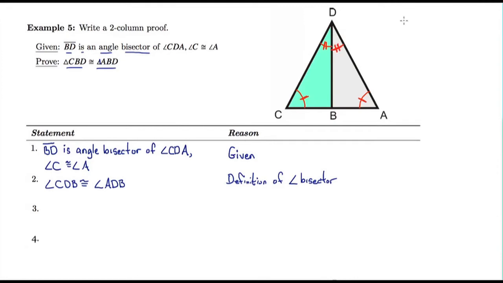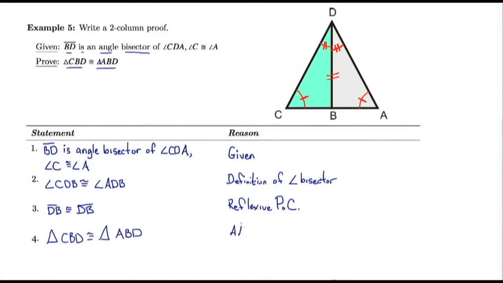All right, statement 3. So we've got two angles here. We've got angle, angle. Now I can say that segment DB is congruent to segment DB. That's the reflexive property of congruence. And now I've got angle, angle, side. So now I can prove triangle CBD is congruent to triangle ABD because of the angle, angle, side congruence theorem.